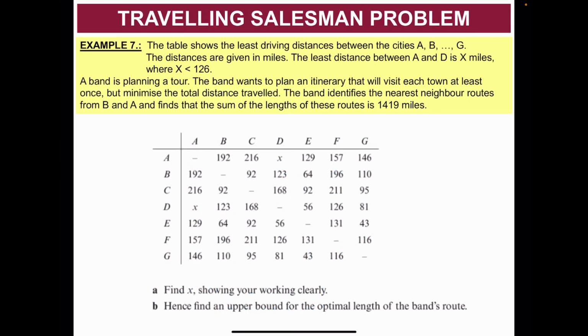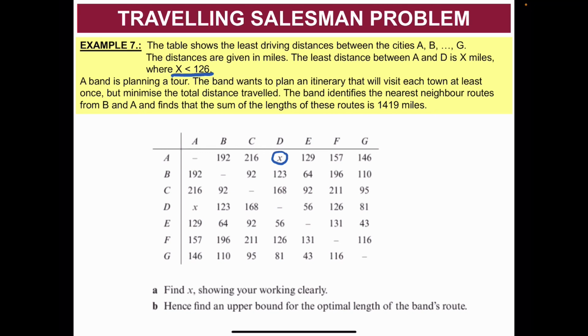So in the last example, the table shows the least driving distances between cities A, B, C, D, up to G, and the distances are given in miles. The least distance between A and D is X. We don't know that one, but I know one piece of information about X, and that is that X is less than 126. Bent is planning a tour that will visit each town at least once, but minimize the total distance traveled.